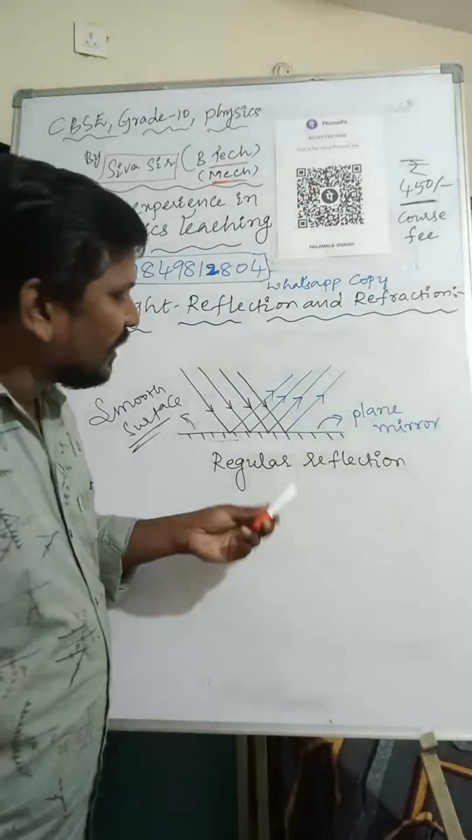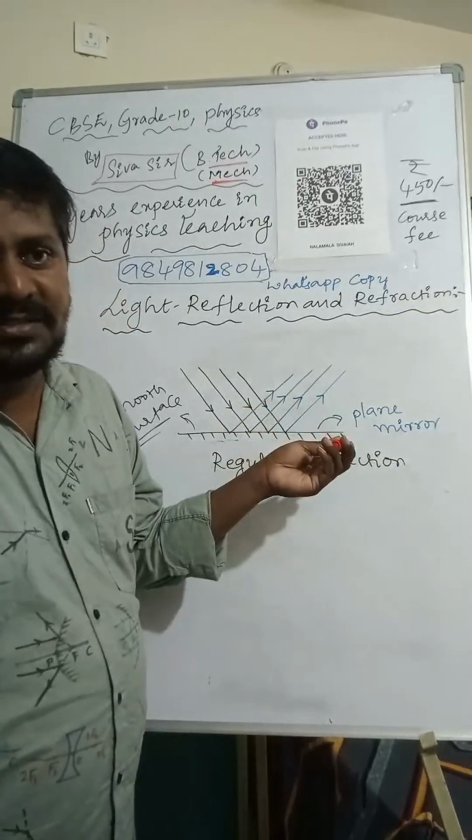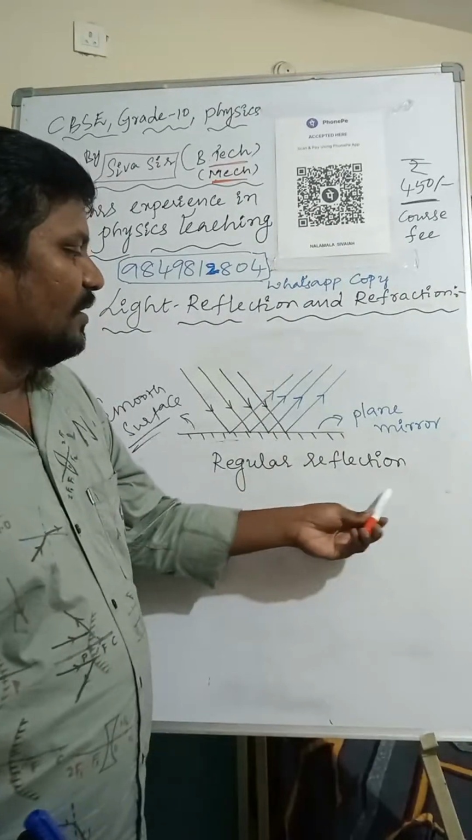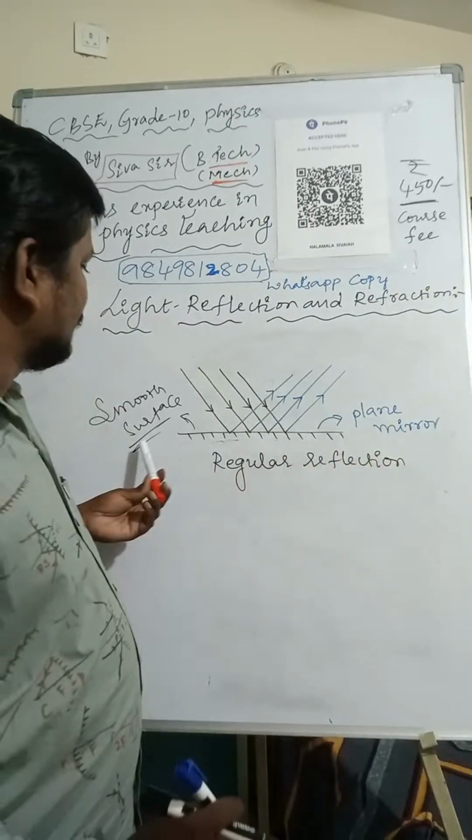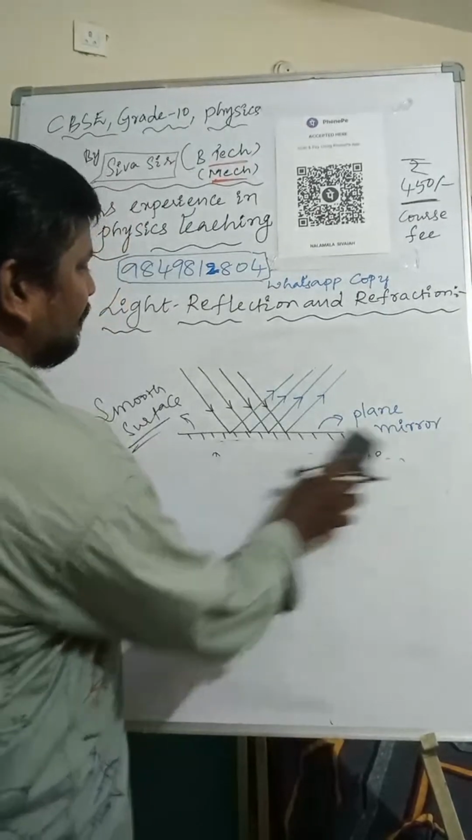Clear? So this type of reflection takes place on a smooth surface. Here you can see regular reflection: a plane mirror, that is a smooth surface. Whereas irregular reflection, you can see.